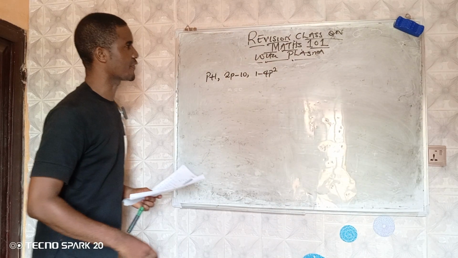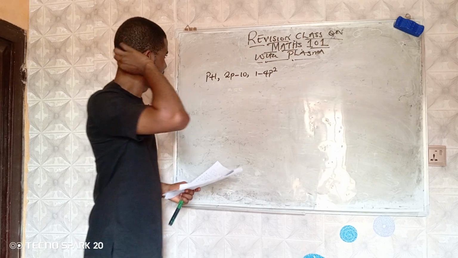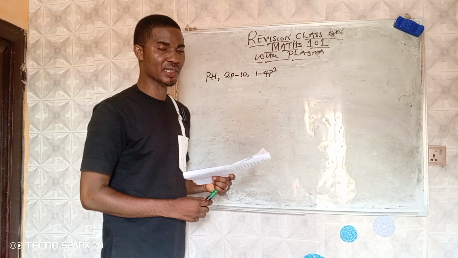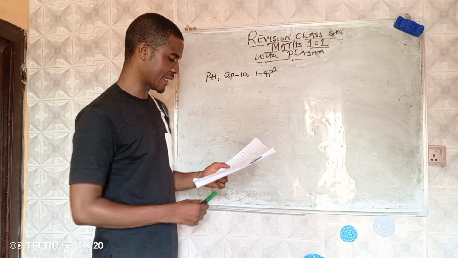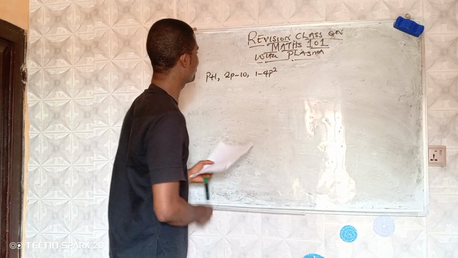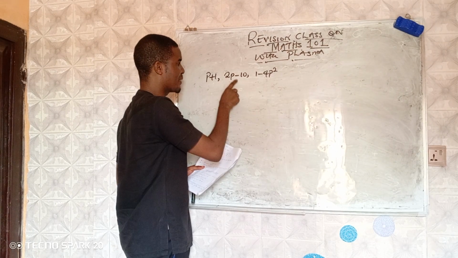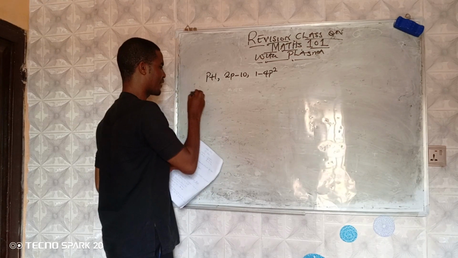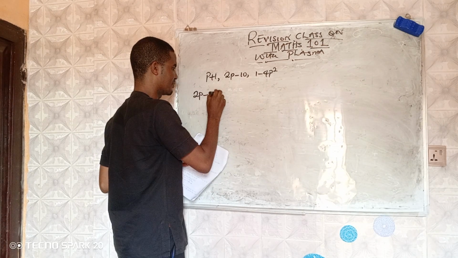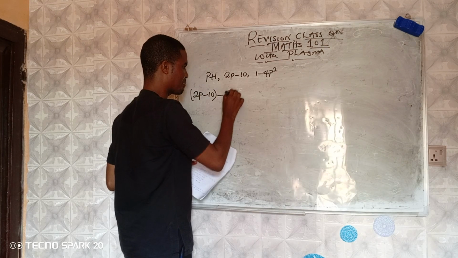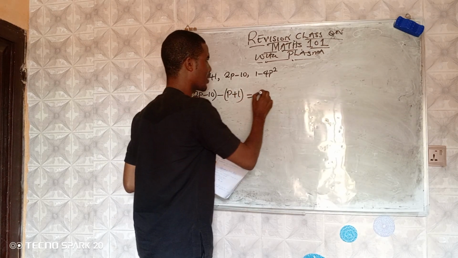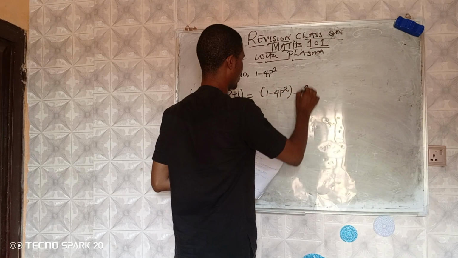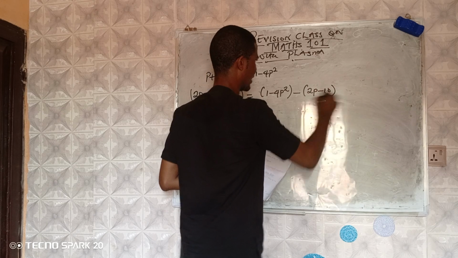We're going to solve some questions from the workbook. Okay, they say if these are 3 consecutive terms of an AP, we should find the possible value of P. It means if these are in AP, then this minus this should be equal to this minus this. So I'm going to have 2P minus 10 minus P plus 1 should be equal to 1 minus 4P squared minus 2P minus 10.